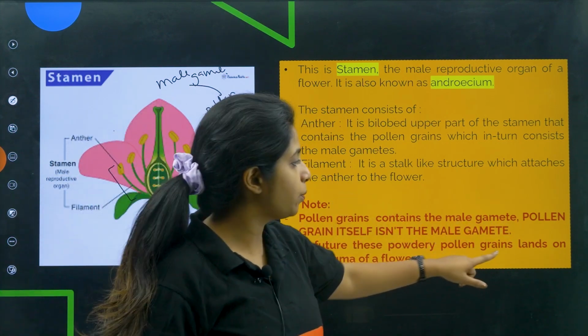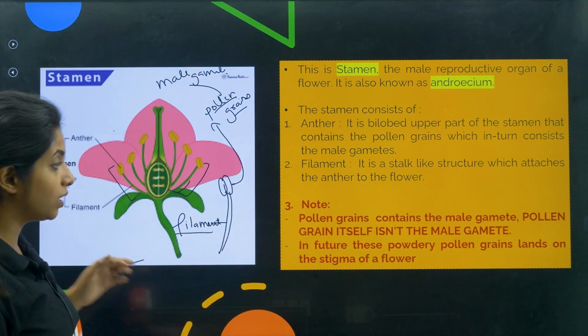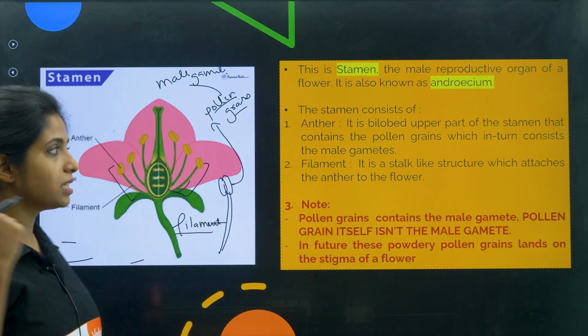In future, these powdery pollen grains land on the stigma. You saw it right now, right? It lands on the stigma and then it germinates later on.